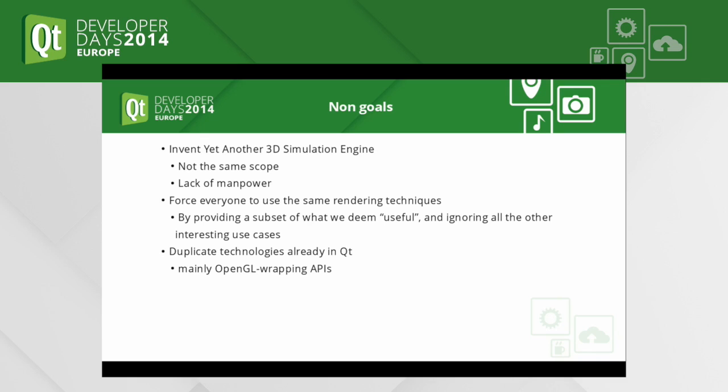Similarly, we do not want to force everybody to use the same rendering techniques, which was a major flaw of 1.0. Because essentially the belief in some engines is you define some predefined techniques which are useful, and everyone else has to just work with those. But we will obviously provide some basics, and they can be customized. And obviously the other thing we're not going to do is duplicate things which are in Qt GUI.